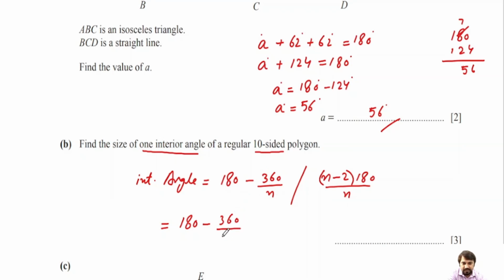N is the number of sides, so here we have 10. We can cancel 10 one time and 10 36 times 360. Now the final answer will be after subtraction of this 180 minus 36, and that will be 144. So our answer to this one is 144.